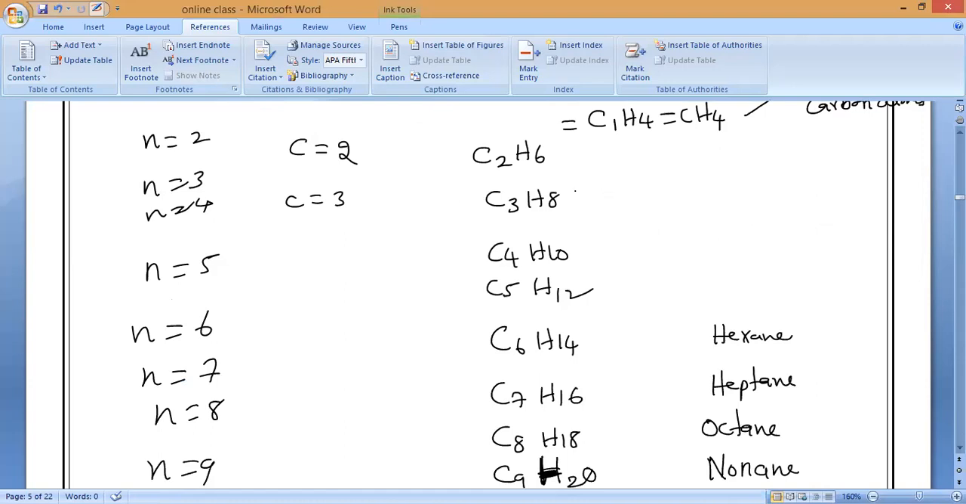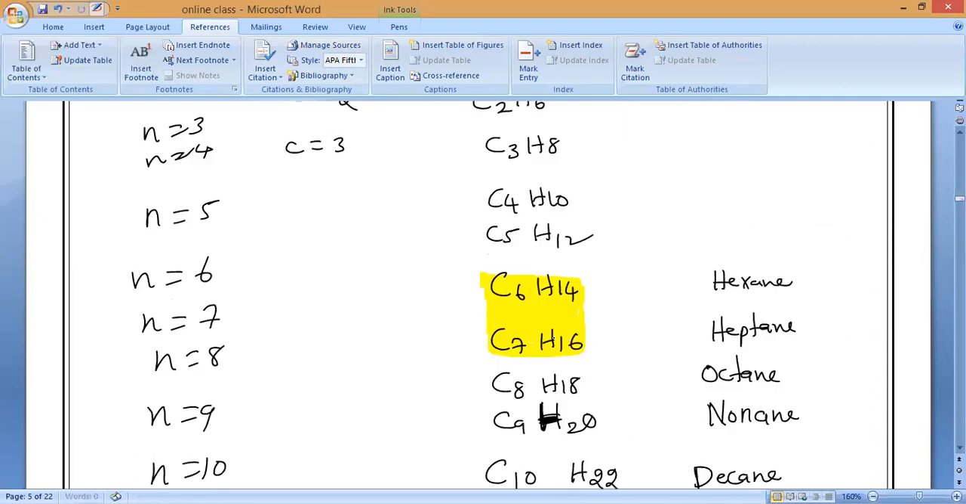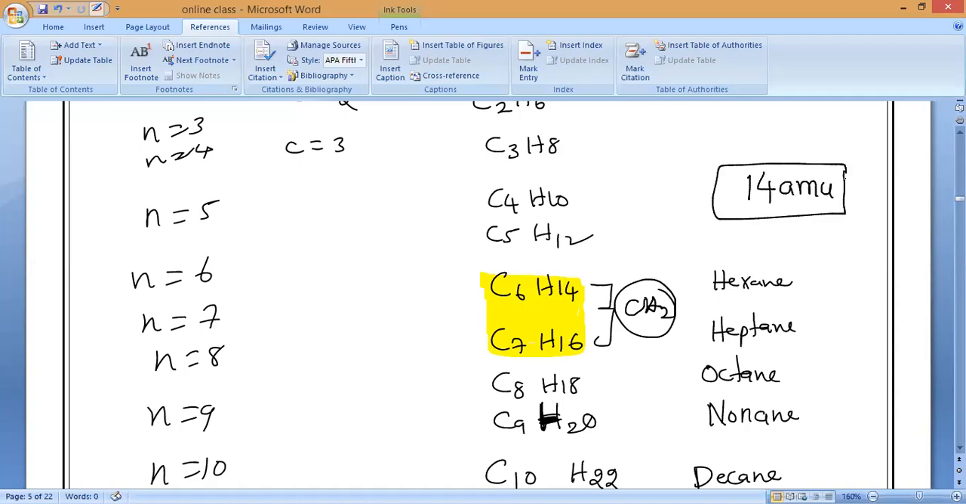See, take any two successive carbons. Suppose I select 6 and 7. What is the difference? These are successive compounds. How many carbons differ? One carbon. And how many hydrogens differ? Two hydrogens. So they differ by CH2. So any two you select in a homologous series always differ by the CH2 group, or in mass units, by 14 atomic mass units.